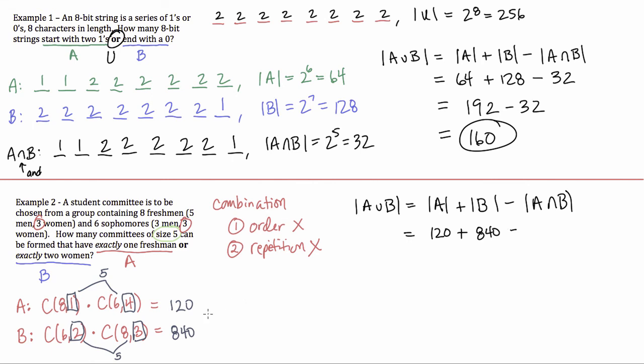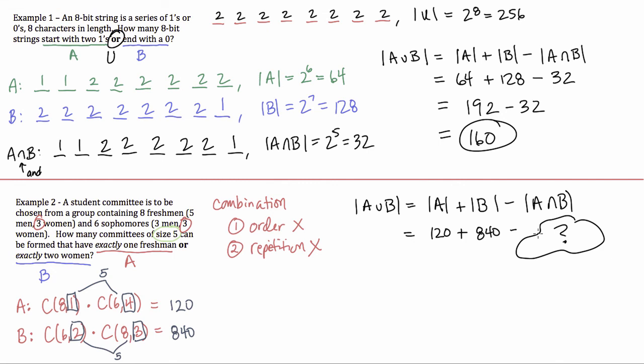A intersect B would be both having exactly 1 freshman and having exactly 2 women. Now, that is a difficult thing to figure out. The reason that's difficult is because the freshmen can be women. So how would you go about doing this problem? I want you to think about this. Now this is much harder than what I would give you, but I kind of want to challenge you here. Think about what should go in the A intersect B box for this problem.